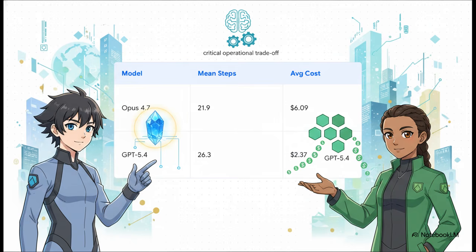Claude Opus 4.7 is remarkably efficient in its specific trajectory planning. It solves complex tasks in a mean of just 21.9 steps. But because of its premium API pricing, it costs an average of $6.09 per task. GPT 5.4, on the other hand, needs a slightly longer operational loop, averaging 26.3 steps, but it only costs $2.37 per task. So, for organizations aiming to have an agent autonomously generate and validate thousands of RPA scripts for continuous enterprise workflows, GPT 5.4 provides a vastly superior cost-to-performance ratio.